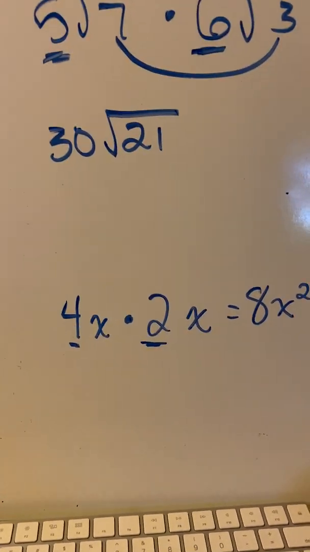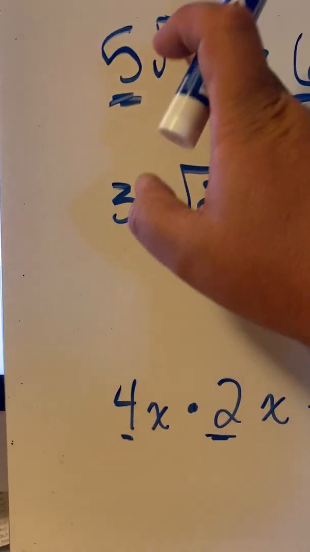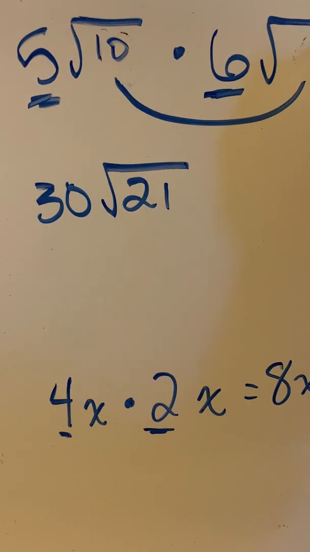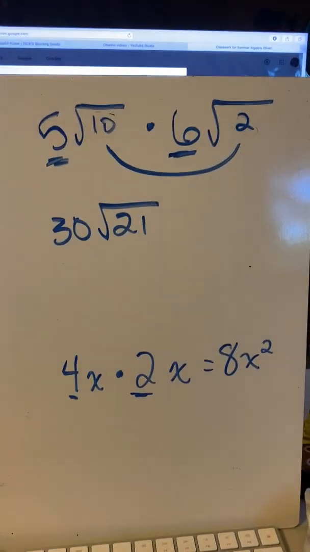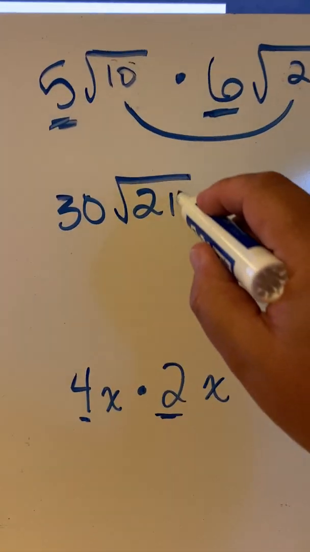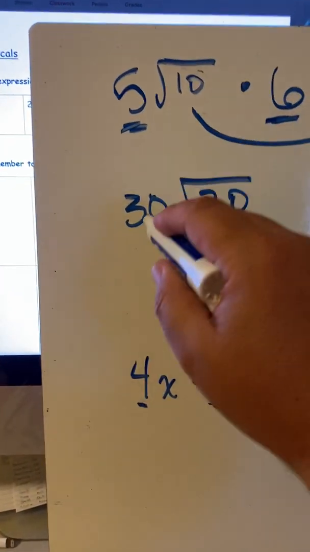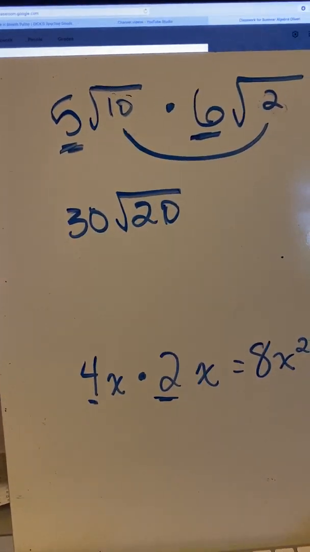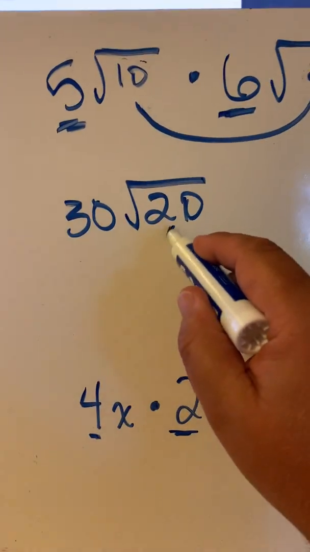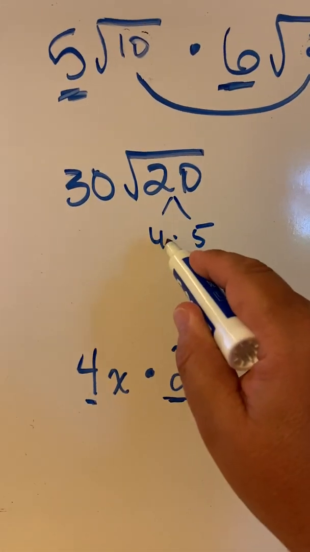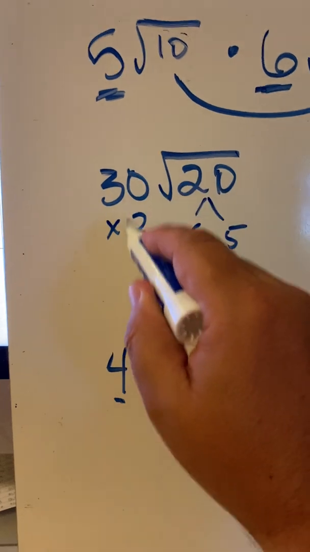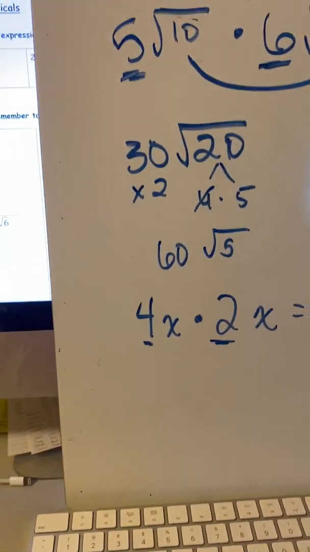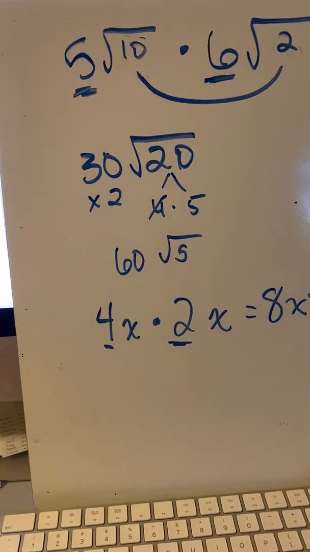Now, what I mean by that: if I change this problem ever so slightly, and instead of it being 3 and 7, it's 10 and 2, okay? 10 times 2 is 20. 5 times 6 is 30 still, but 10 times 2 is 20. 20 is not simplified. 20 can be reduced, can be simplified. Break it down into 4 times 5. The radical of 4 is 2. 30 times 2 is 60. 60 radical 5. That's only if you multiply and get something that can be simplified.